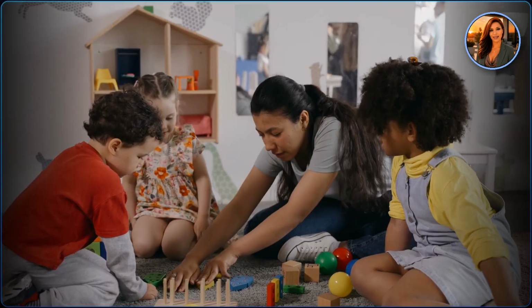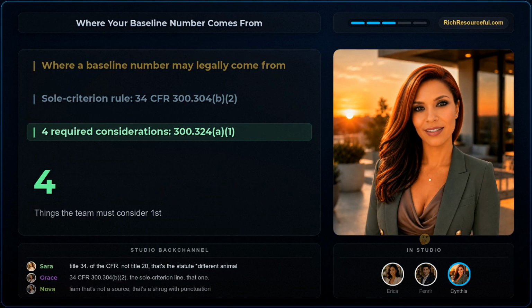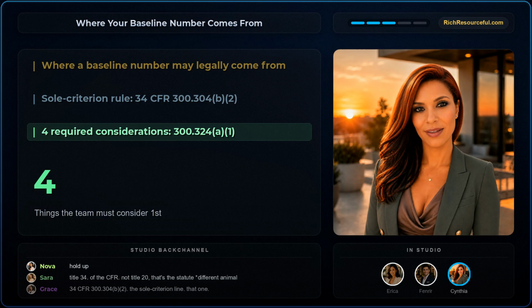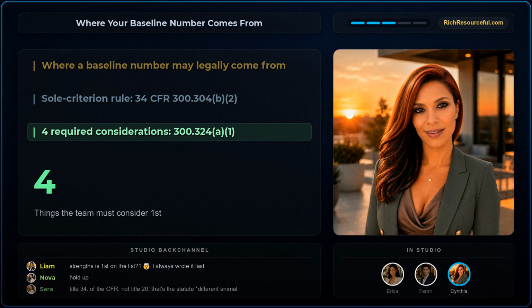No single measure as the sole criterion, and a screener can still be one of your named sources. Four required considerations before a word of this gets written. The strengths of the child. The concerns of the parents for enhancing their child's education. The results of the initial or most recent evaluation. The academic, developmental, and functional needs.